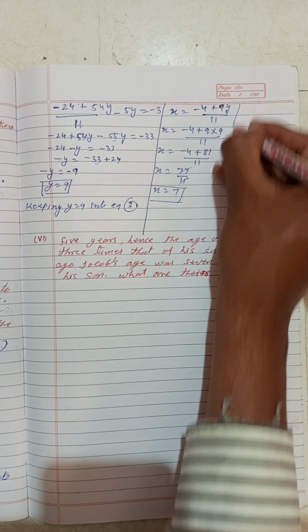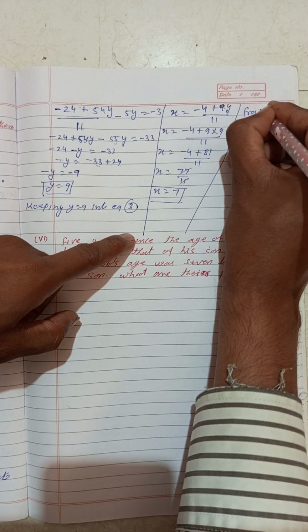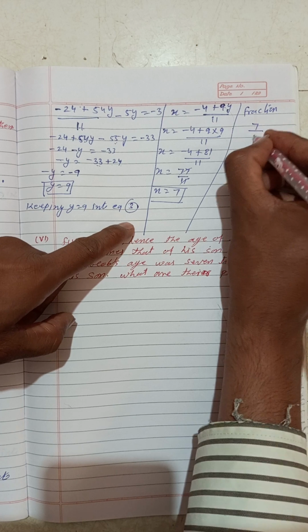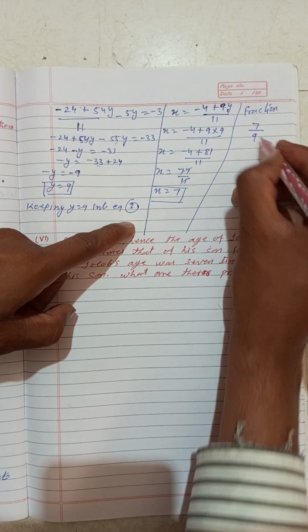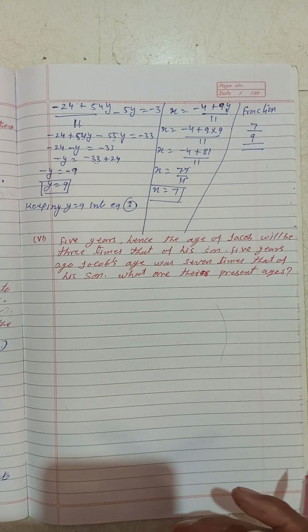Now what will be the fraction? Fraction means x by y. So the fraction will be 7 by 9. If we add the 2 and the 3, then the condition will be satisfied.